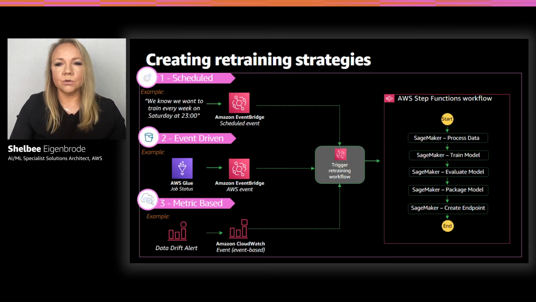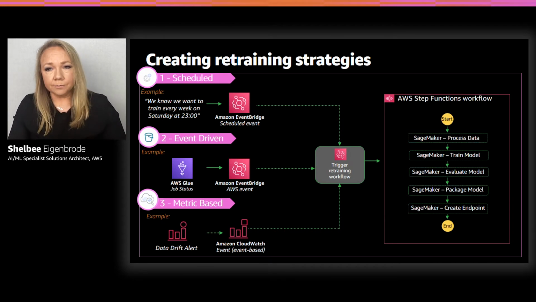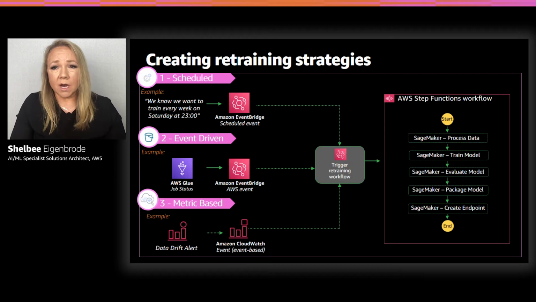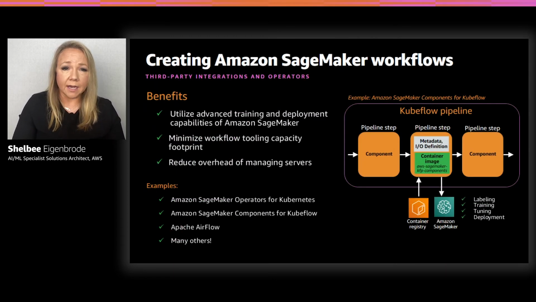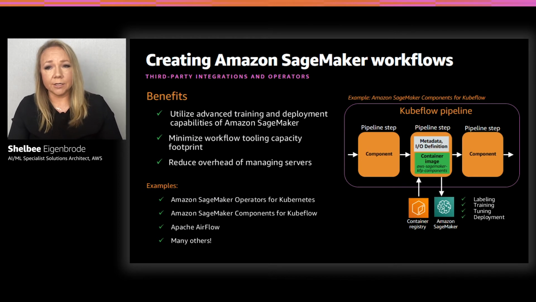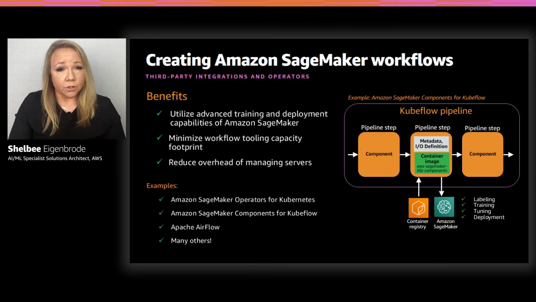So you may be thinking, do I need to use AWS Step Functions to build my automated SageMaker workflows? And the answer is no. While we focus this demo on using AWS Step Functions, there's a variety of options available when creating automated workflows for SageMaker. You can choose to use other workflow products while still taking advantage of the SageMaker features and capabilities at the same time.